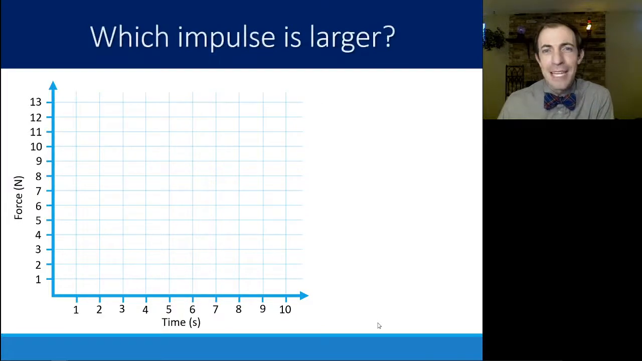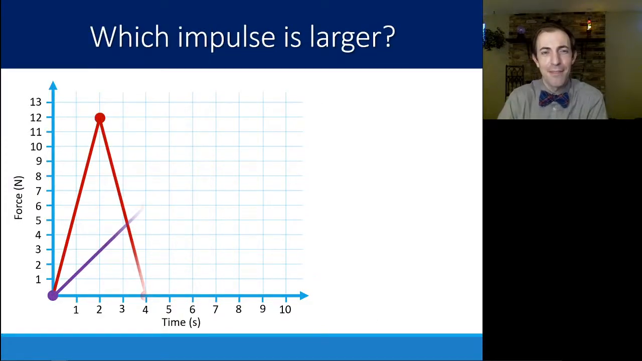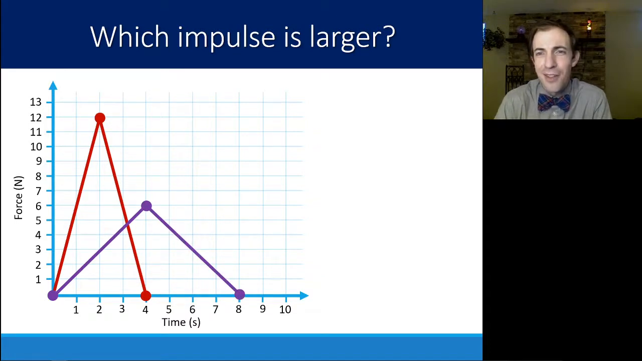All right, so I want to give you two different impulse graphs, force versus time graphs here. And I'd like you to tell me which one is larger. Is it red, is it purple, or are they the same? So looking at this example, one experiences more force, but over a shorter period of time. One experiences less force over a longer period of time. I know which one I would want to be. I would want to be the less force.